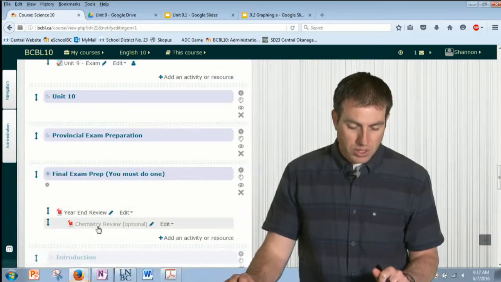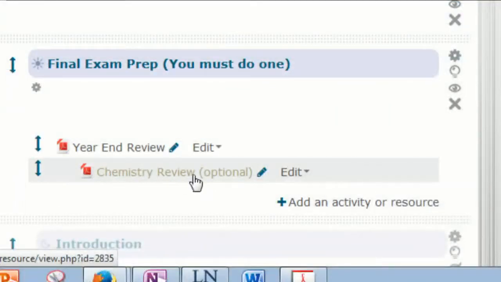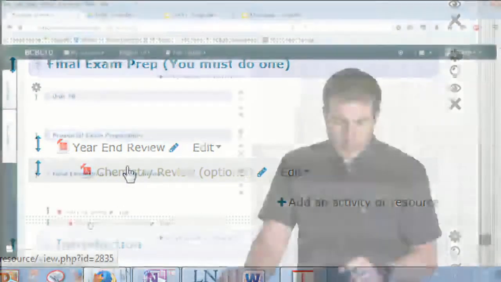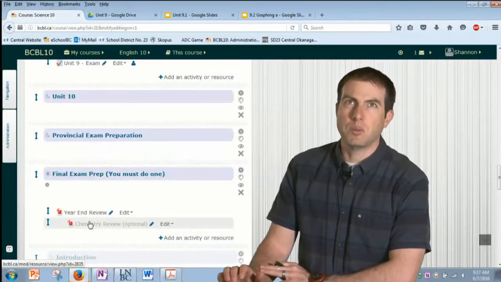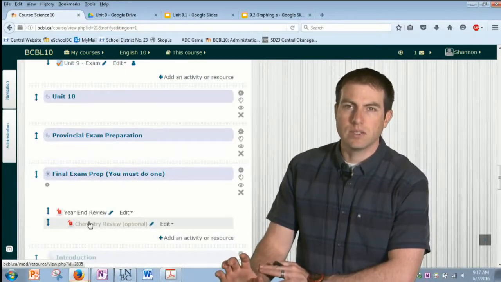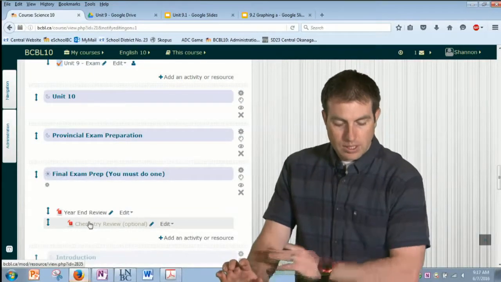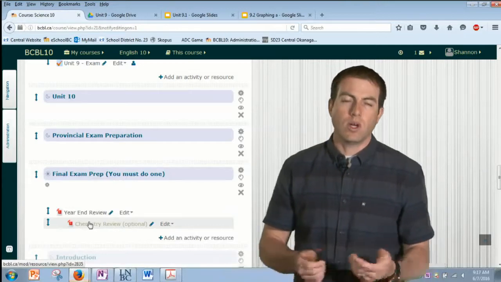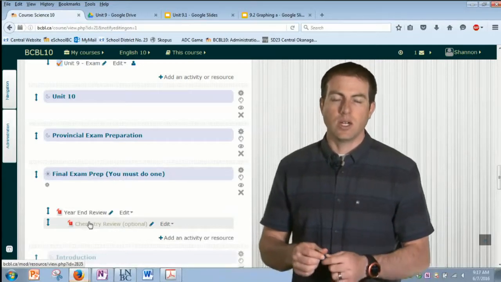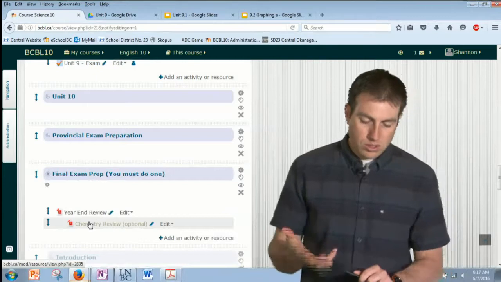This chemistry review I kind of kicked in here as well. It says optional, and it is optional. It's probably about 5 or 6 pages of just chemistry stuff. And the chemistry stuff is probably the trickiest part of the exam. So if you definitely are looking to do well, you want to go through that as well. I don't want to throw a ton of work at you here at the end of the year, but you do need to sort of prepare.